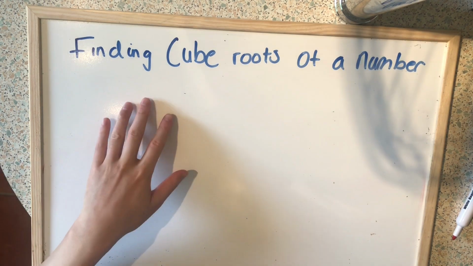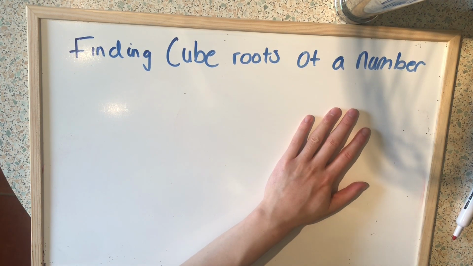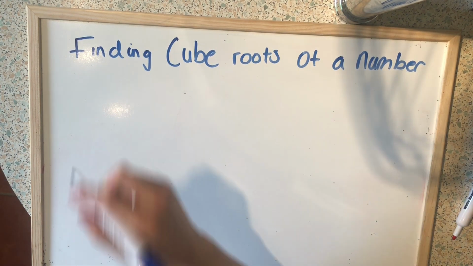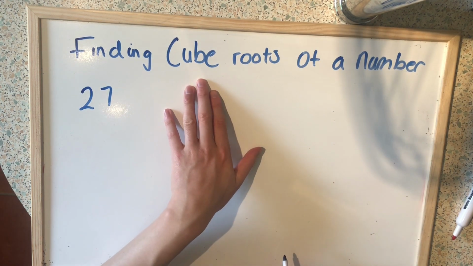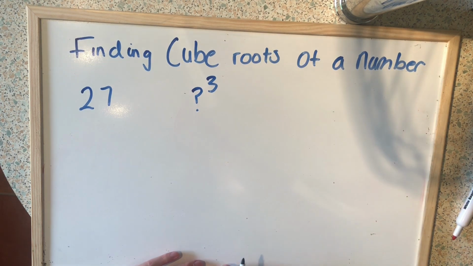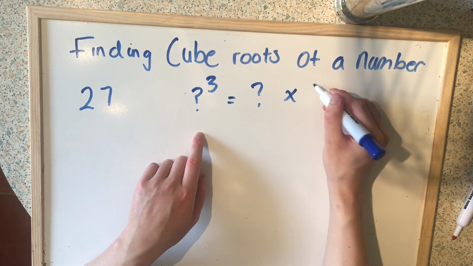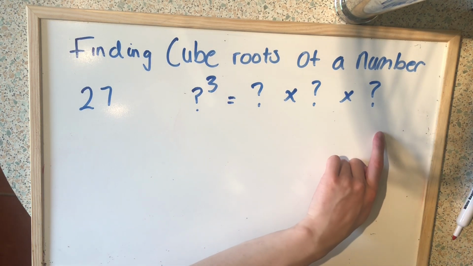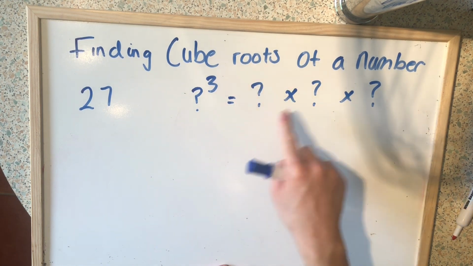Okay, so now we've got finding the cube roots of a number. So this is slightly different, but still somewhat similar. So if we take a number, say 27. So the cube root of 27 will be some number cubed. So we've got some number times by the same number 3 times, and we get 27. So our cube root will be this number.